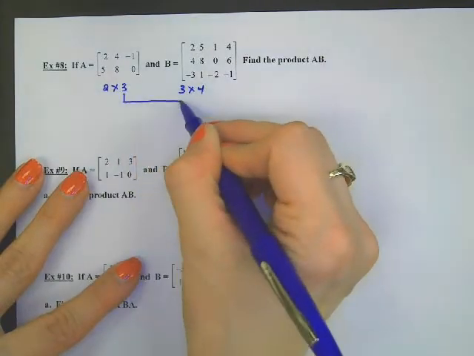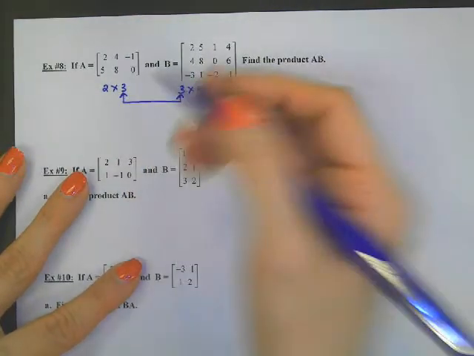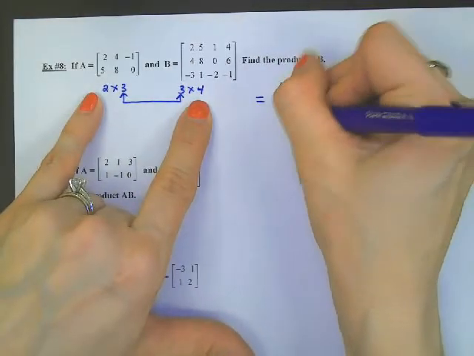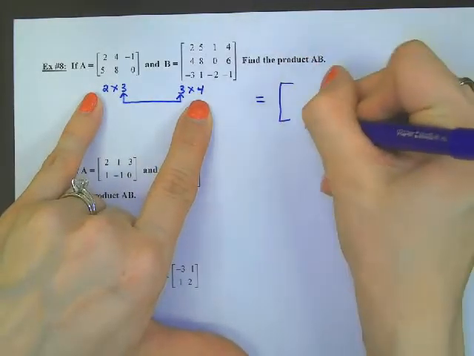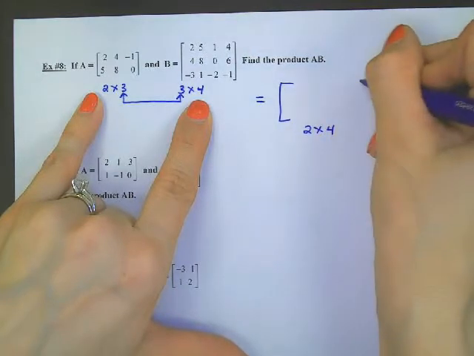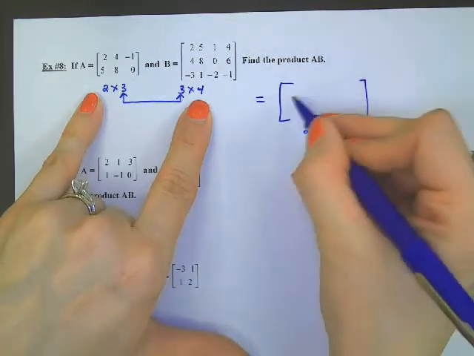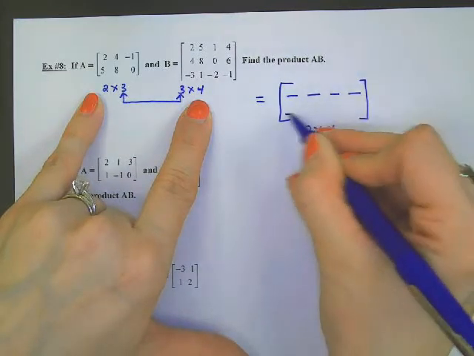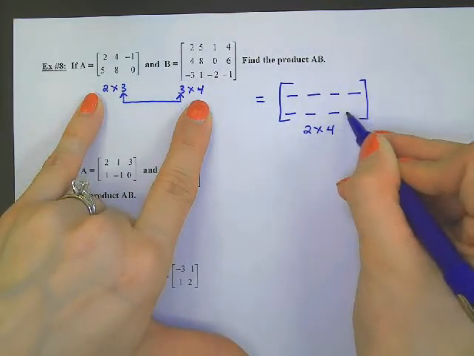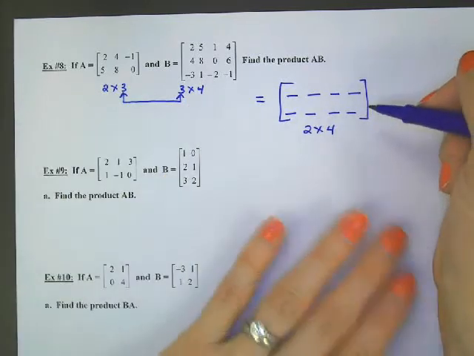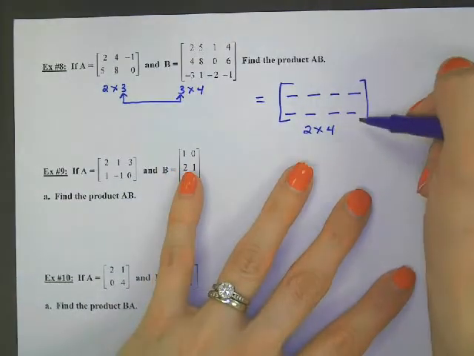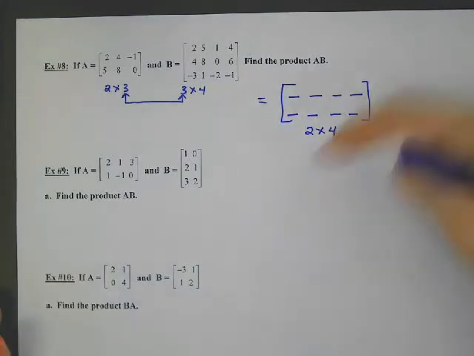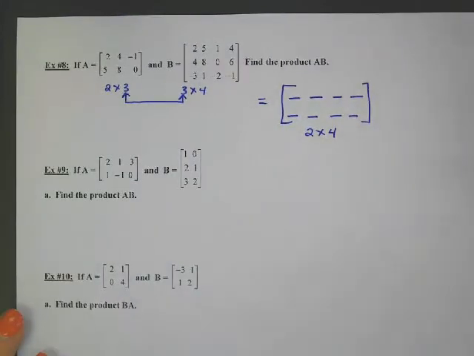So then you look at their inner numbers here, and they do match. So this can be done. And the product is going to be a 2 by 4. 2 down, and 4 across. So what I like to do here, 1, 2, 3, 4, 1, 2, 3, 4, is get the matrix all ready with the correct number of entries so that I know that I'm doing things the right way. 2 by 4, I need to find 8 answers.